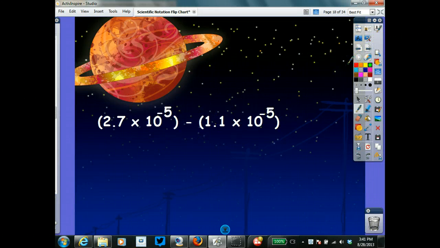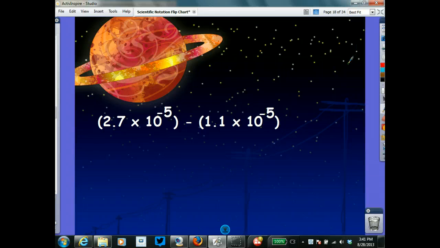Alright. Now, we do have a little bit of a difference here. Instead of adding, we're going to be subtracting. Same rules apply. I have 2.7 minus 1.1. Now make sure you go ahead and pause this before I go over it, and try it on your own first, and then compare. Well, 2.7 minus 1.1, and you come up with 1.6 times 10, same base, same exponent, to the negative 5th power.